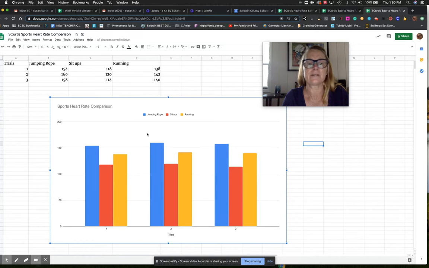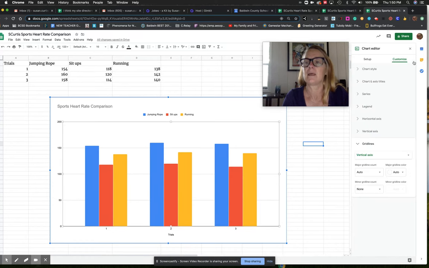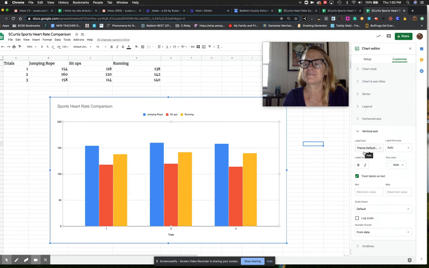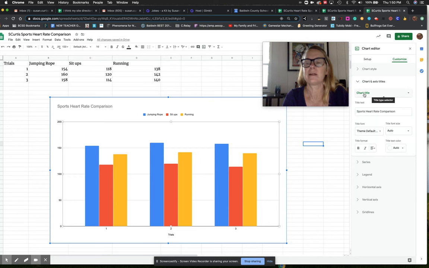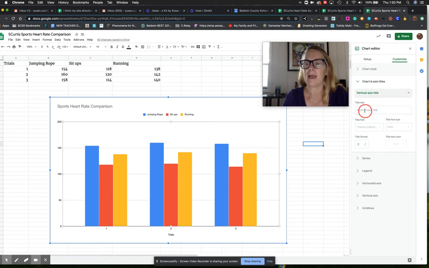So I click on this, I double click on this chart. And over here to my right comes up the chart editor. Make sure you're on customize. Then you're gonna choose, you don't want grid lines, you want your vertical axis. No, I'm sorry, I'm on the wrong thing. I need the titles. So I've got a chart title, but I need my vertical axis title.